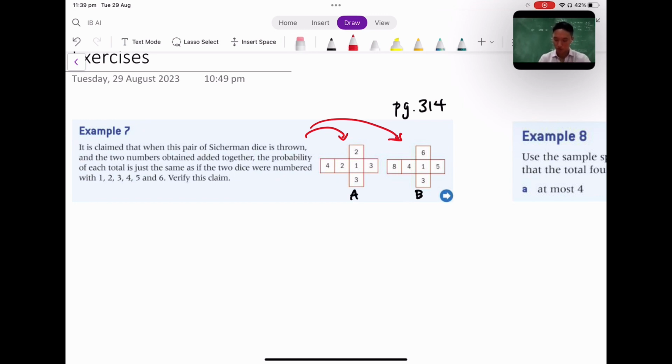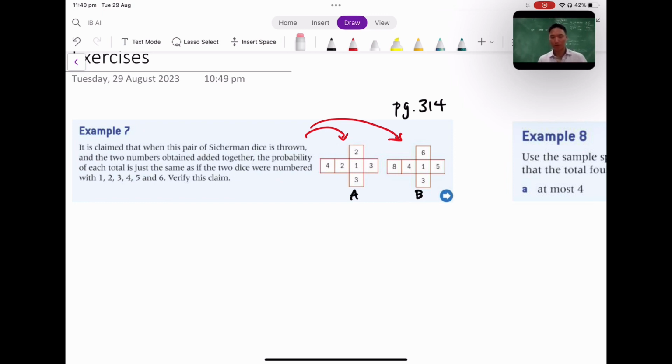Now, if we roll this and two numbers are obtained and added together, so whatever the dice land on, we add the numbers up, and that would be the new number, the probability of each total is just the same as if the two dice were numbered with 1, 2, 3, 4, 5, 6, the normal one. Verify this claim. So what does this mean? It means with this pair A, B, and we roll it, and let's say one landed on 2 and one landed on 8. We add it up, and the number is 10. Imagine we had another pair of normal dice, from 1 to 6, and we throw it, and we land on 6 and 6. It becomes a 12. The possibility of the sums from throwing are the same.